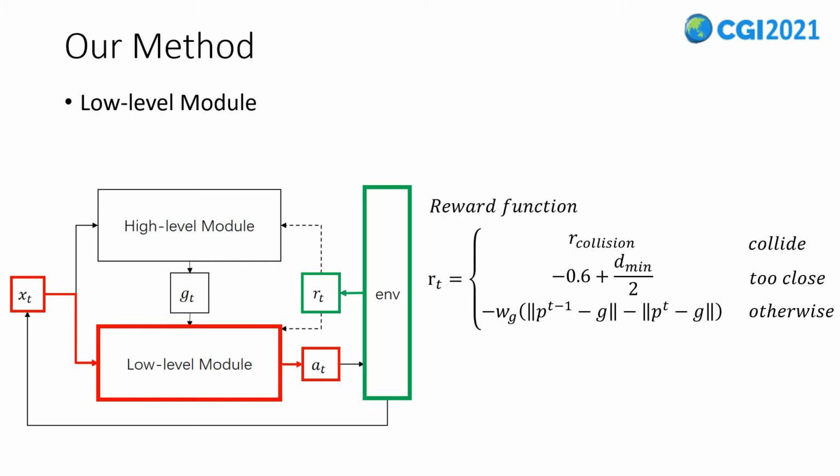The responsibility of the low-level module is to safely navigate to the sub-goal calculated by the high-level module. If the agent collides with other obstacles, we will give a penalty for collision. If the agent is too close to other obstacles, we will penalize the uncomfortable distance. Otherwise, we will give rewards to encourage the agent to move towards the sub-goal.